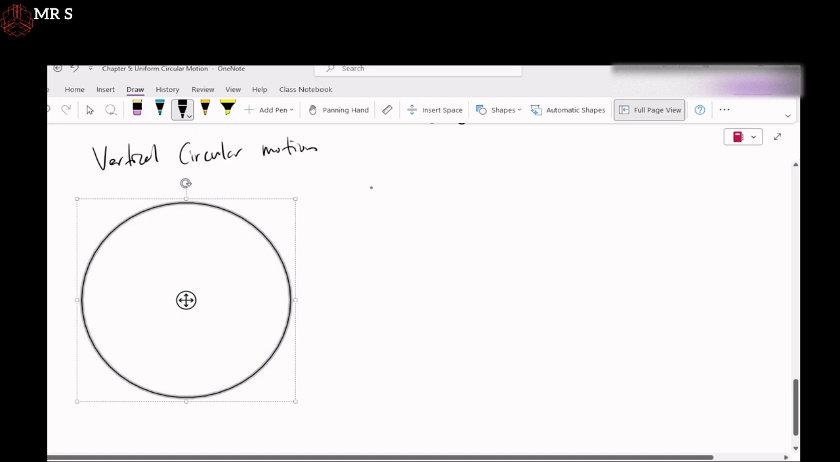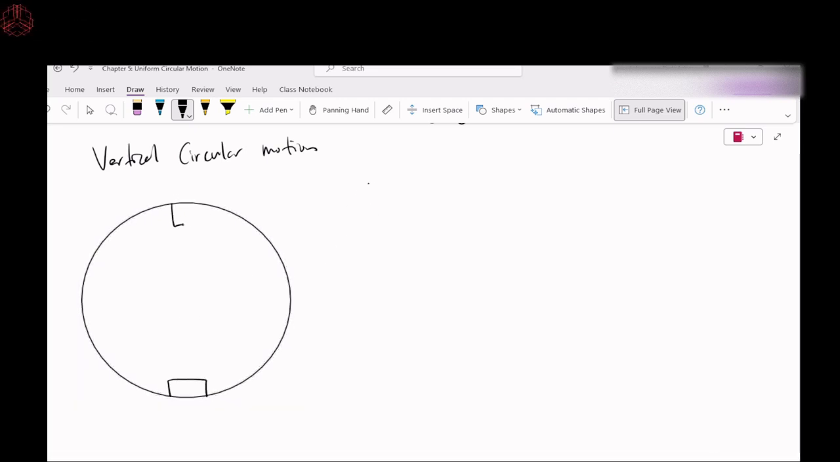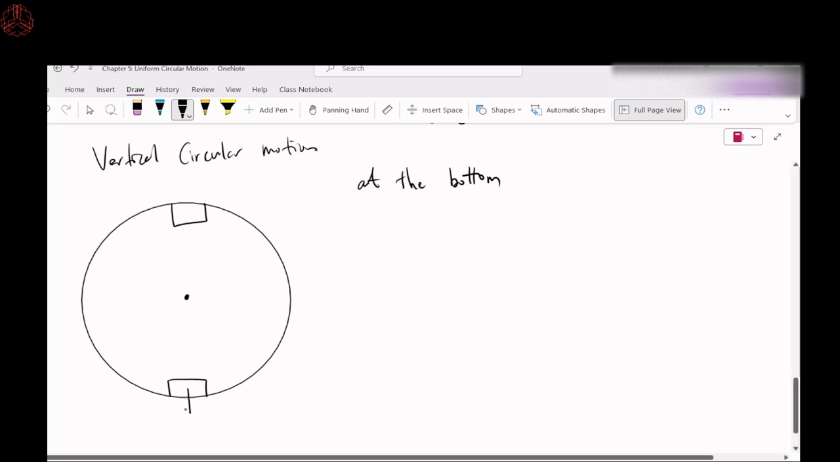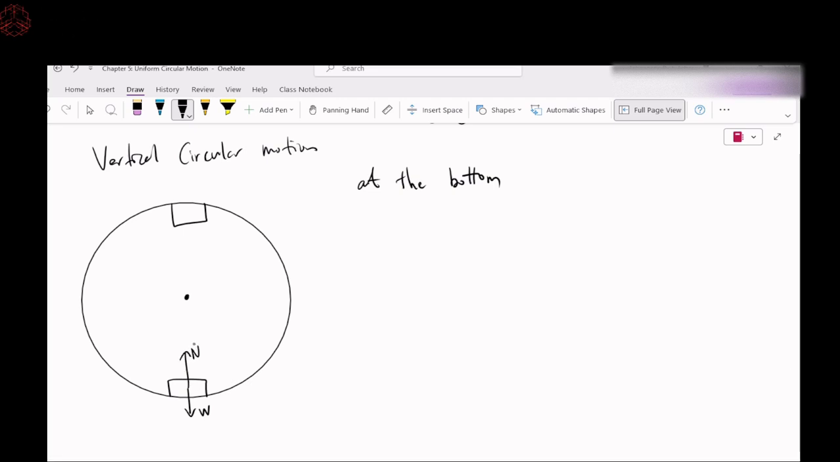And then I can have a car either at the bottom or at the top. The center of the circle is over here. I can draw out the free body diagram. So if I say at the bottom, I can have weight going downwards, and then I can have the normal force moving upwards.